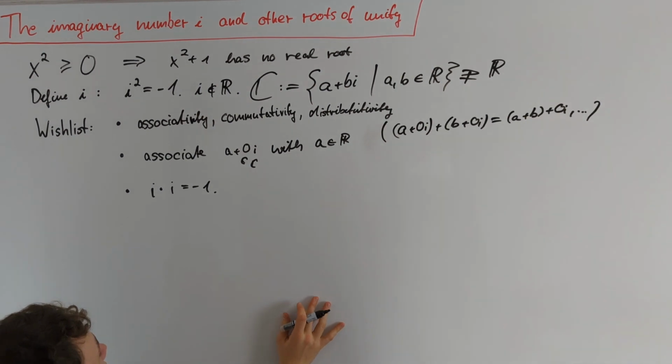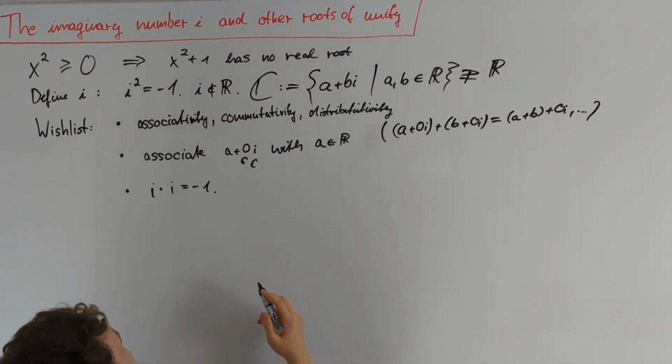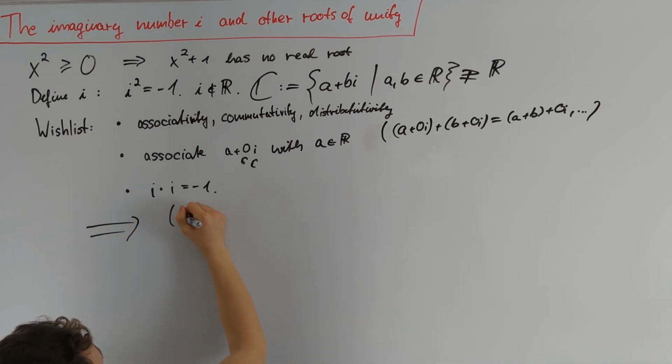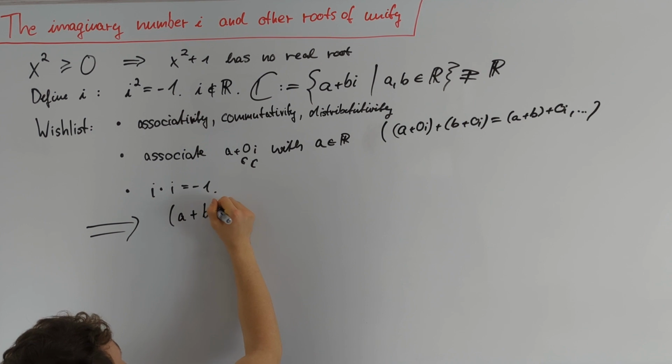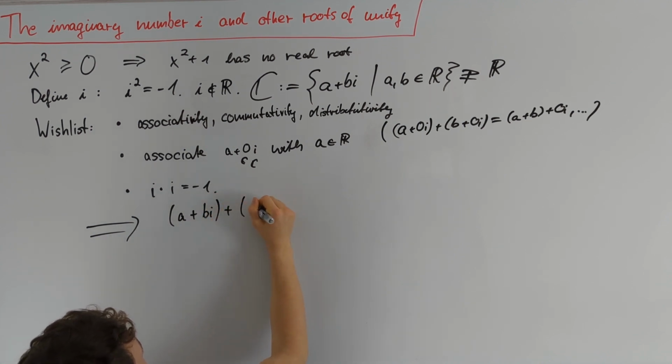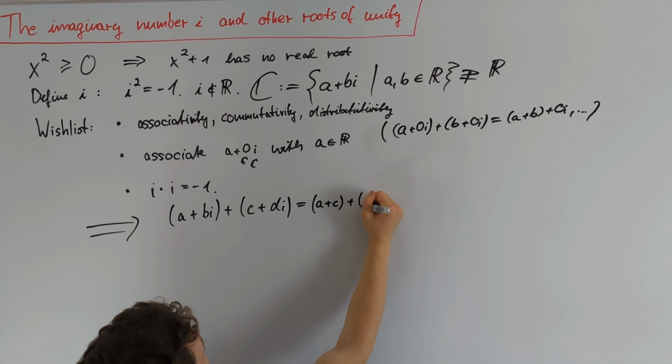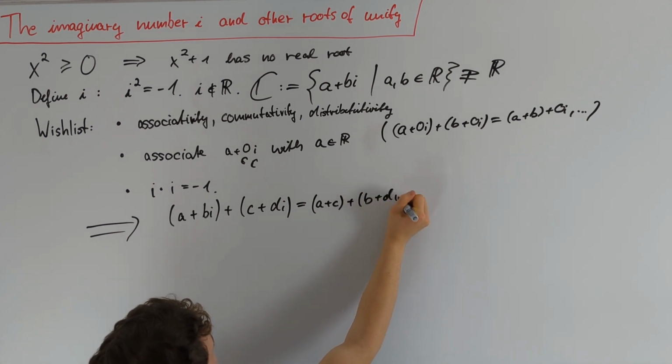There exists a unique definition for addition and multiplication on that set that satisfies all of these wishes. So at first, we want that a plus bi plus c plus di should be, by our first wish, equal to a plus c plus b plus d times i.